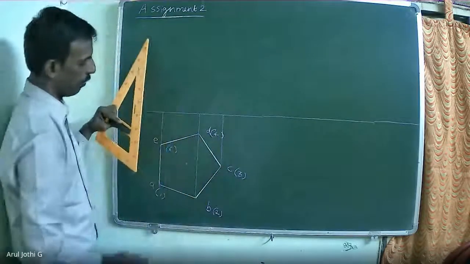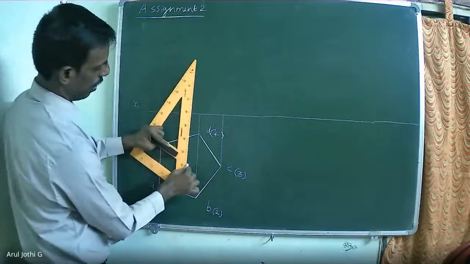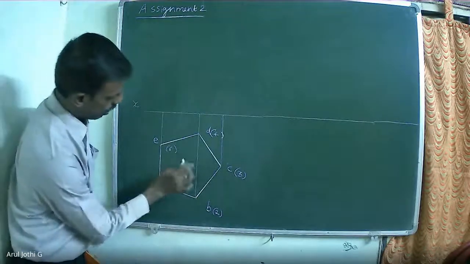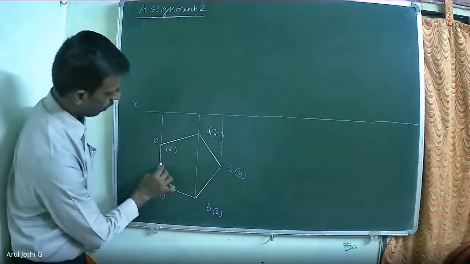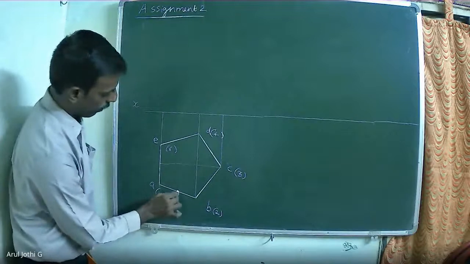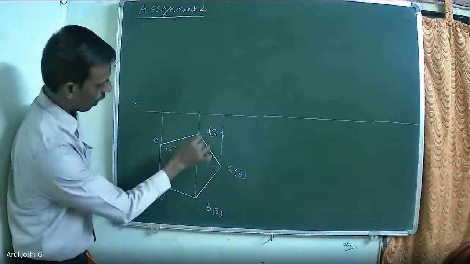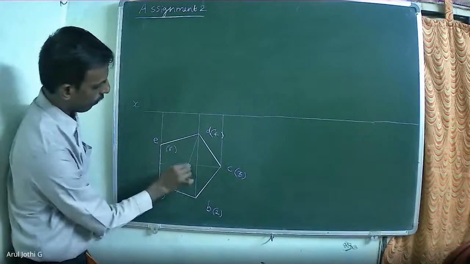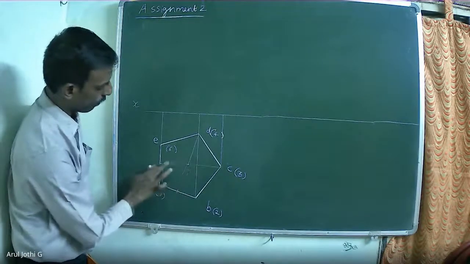Axis line is very important. How to find out the axis line? Mark the midpoint, join with the opposite point here. Mark the midpoint of any two sides and draw the perpendicular bisector. Now you will be able to find out the axis line. Okay.